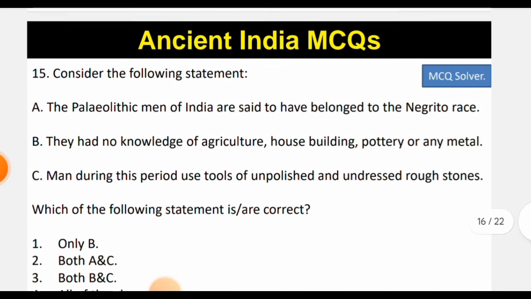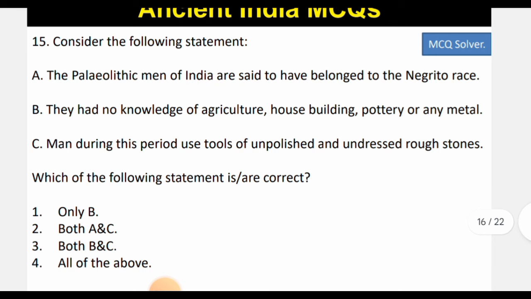Now let's move to question number 15. Consider the following statements. Statement A, the Paleolithic men of India are said to have belonged to the Negrito race. Statement B, they had no knowledge of agriculture, house building, pottery or any metal. Statement C, man during this period used tools of unpolished and undressed rough stone. Which of the following statements is or are correct?